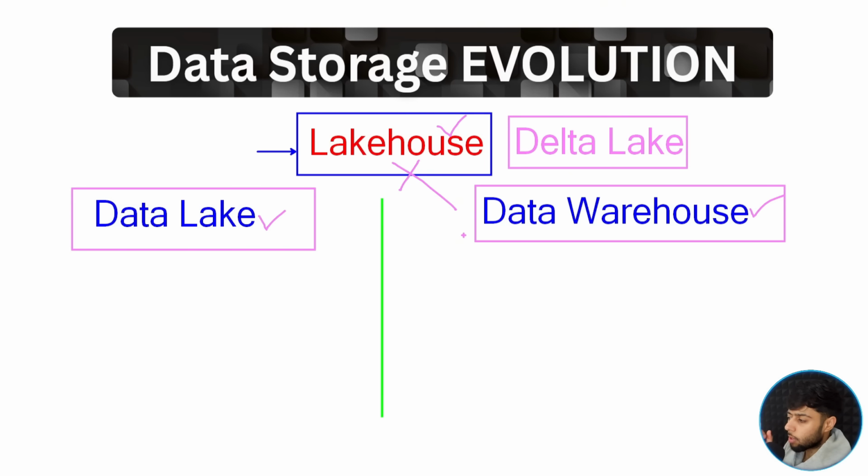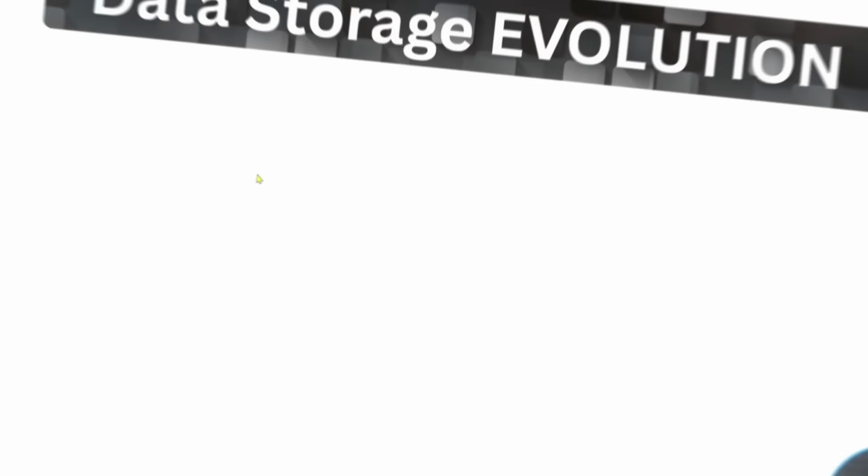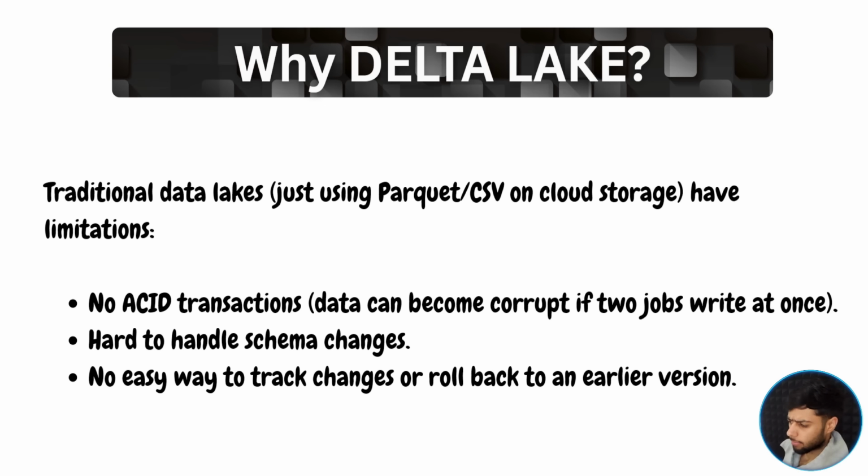Now let's focus on what is Delta Lake, what problems Delta Lake has solved, and how it is the best choice for today's data engineering. Let's see. So let's talk about why Delta Lake. Okay. So basically, traditional data lakes in which we were just storing our data in the form of Parquet, CSV. Someone was saying it's not Parquet, it's Parquet. It's up to you. I call it Parquet. So if you have your data in the form of Parquet or CSV on cloud storage, we had some limitations. What were those limitations?